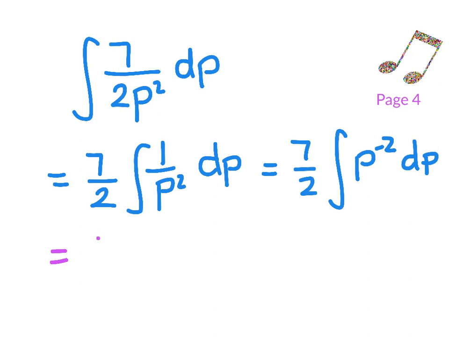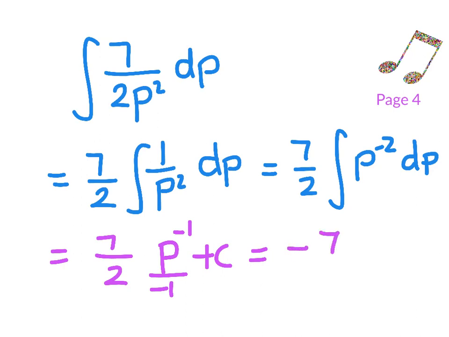So that is equal to 7/2 multiplied by p, increasing the power by 1, dividing by the new power, remembering my constant of integration. Dividing by negative 1 just means I can multiply the whole thing by negative 1. So I'm going to have negative 7/2. P to the negative 1 means p is going to be down on the bottom beside the 2. So I'm going to have negative 7 over 2p plus c.